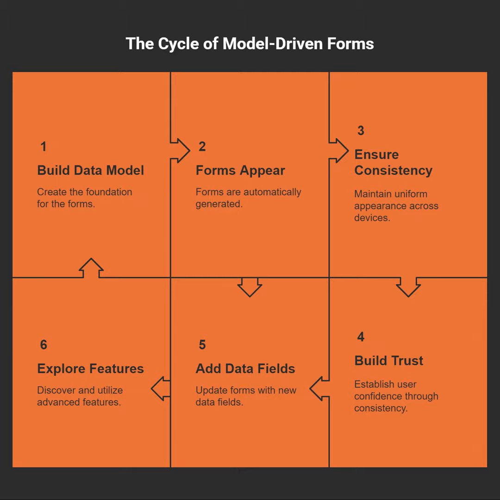Understanding the core building blocks of a model-driven form like headers, tabs, and sections is the first step toward mastering the fundamentals and unlocks the potential for more advanced features down the road. Let's start with the main components. At the top of any model-driven form, you'll find the header. This is where key information about the record is displayed at a glance, making it one of the most important and visible parts of the form.